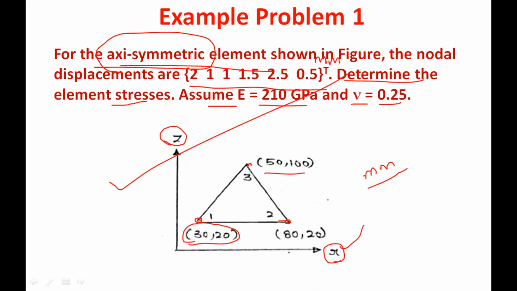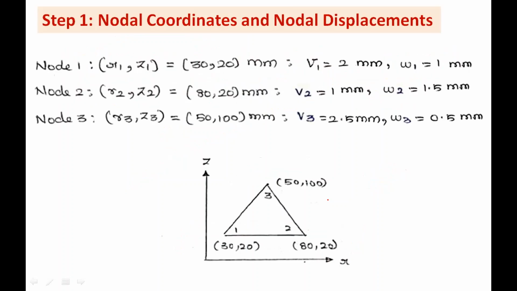First we have to write down the given nodal coordinates and then the nodal displacements. Then we have to find the alpha, beta, gamma and 2A values. Then we have to establish the B matrix. Then we have to get the D matrix. After that we have to find the element stresses. This procedure we are going to follow here also. First step, write down the given nodal coordinates and the nodal displacements.